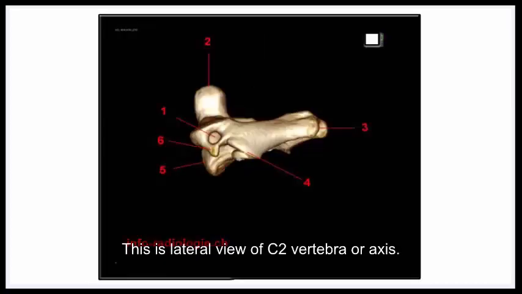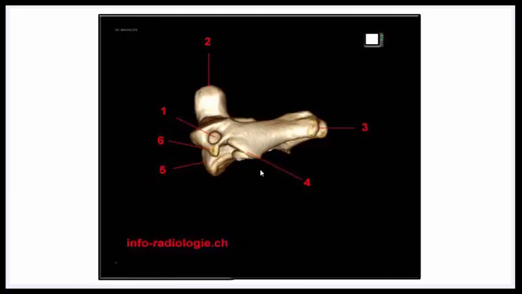This is lateral view of C2 vertebra or axis. Vertebral foramen. Apex of odontoid process, spinous process, inferior articular process, vertebral body, transverse process, superior articular facet.